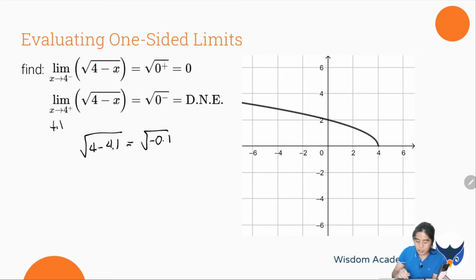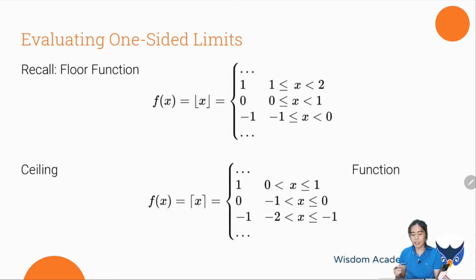Okay? So, looking at the graph, so if we see the limit as x approaches 4 from the left, the limit indeed is 0. Pero from the right, it does not exist. So, tama lang yung solve natin. Okay. Ano pa yung difference na for one-sided limits?